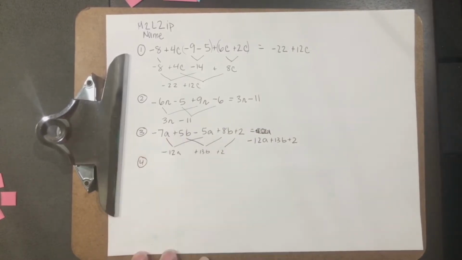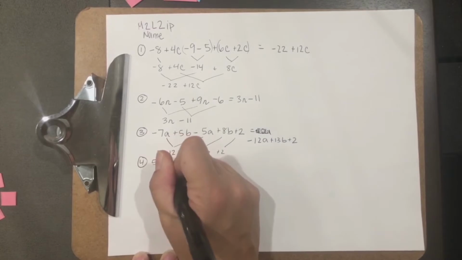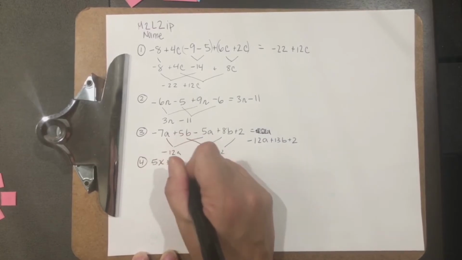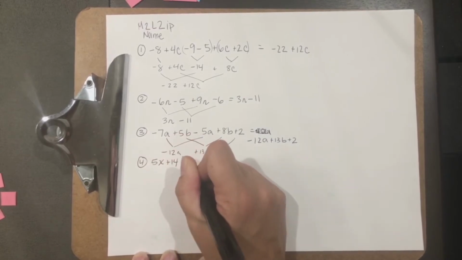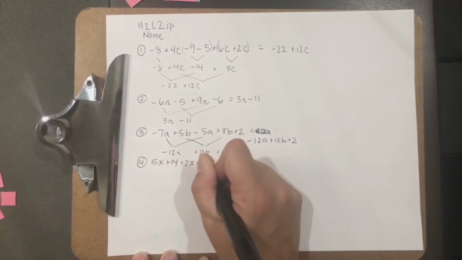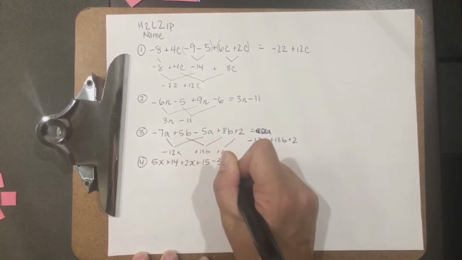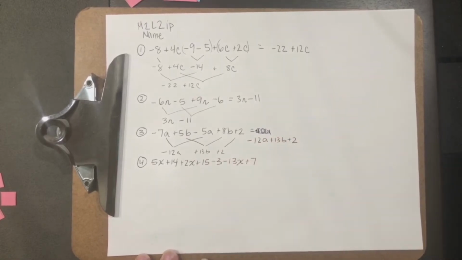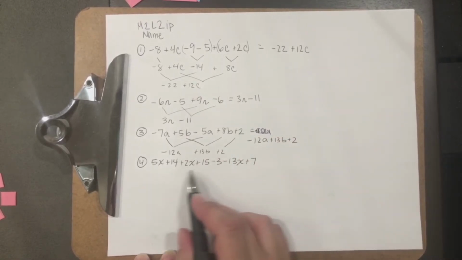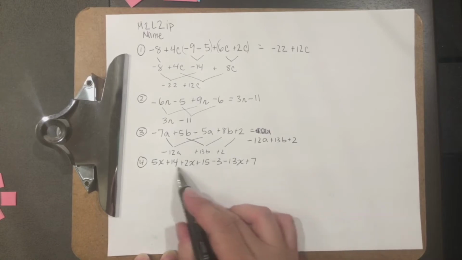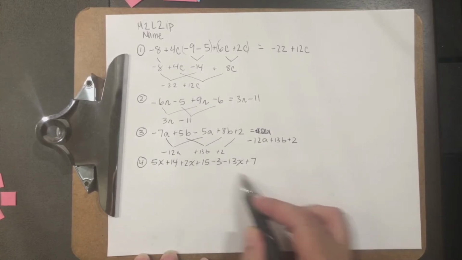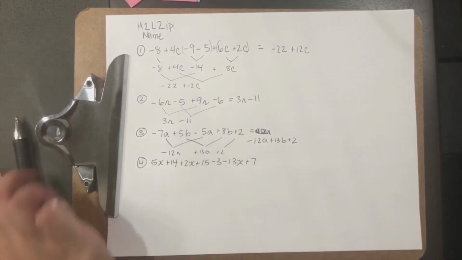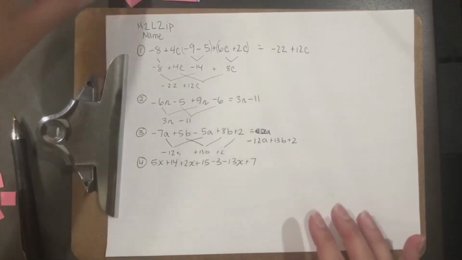Number 4, 5 x's plus 14 1s plus 2 x's plus 15 minus 3 minus 13 x's plus 7. You can see how this can get pretty confusing, pretty complicated with lots and lots of numbers. It's easy to miss something when you're using the paper method. So let's go ahead and use the tiles again.